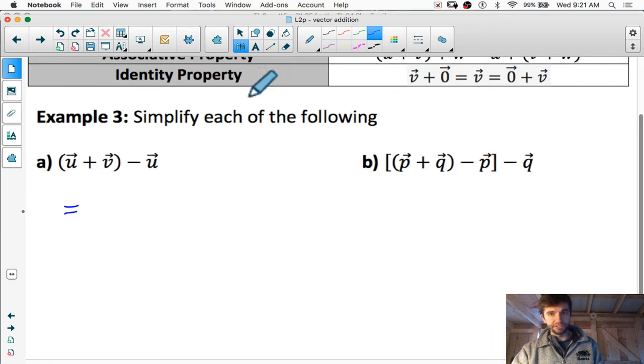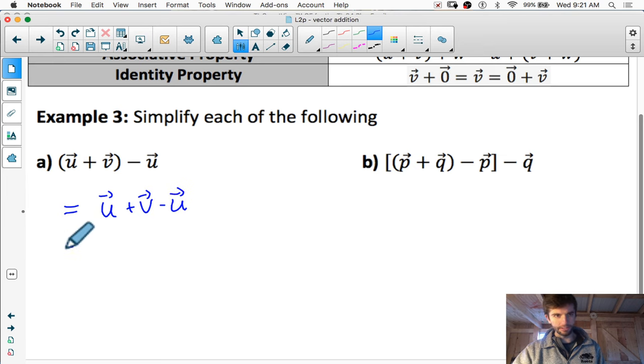So example 3 says simplify each of the following, and this is just like collecting like terms. So this is vector U plus vector V minus vector U. So we can just drop the brackets, and we've got vector U plus vector V minus vector U. Treat these just like terms. Vector U minus vector U. Make sure you don't just eliminate those and not write anything. When you have a vector minus itself, you're left with the zero vector. So we'd say vector V plus the zero vector.